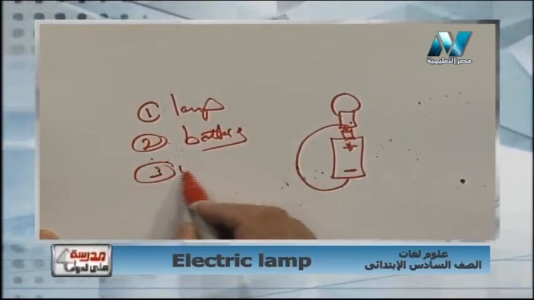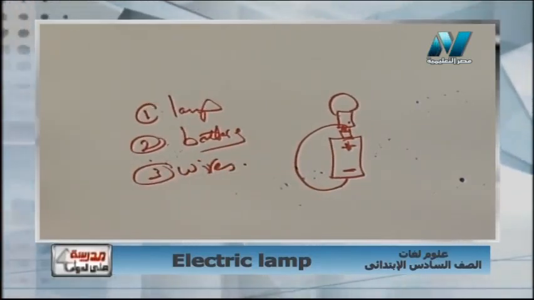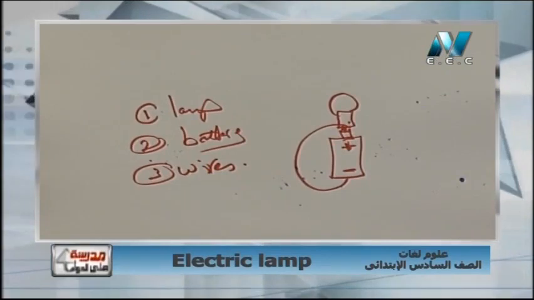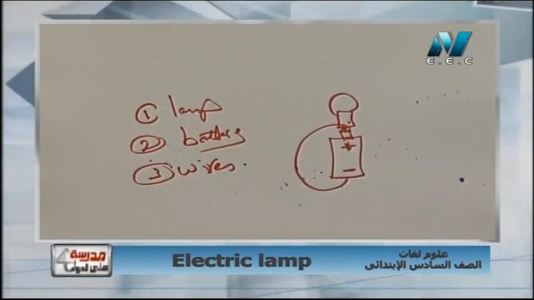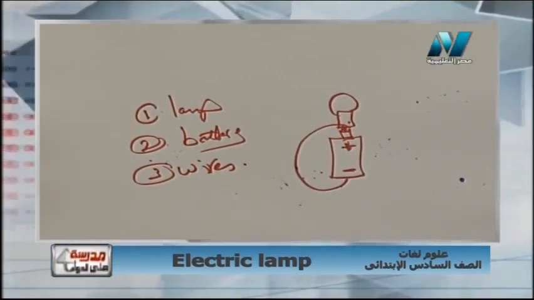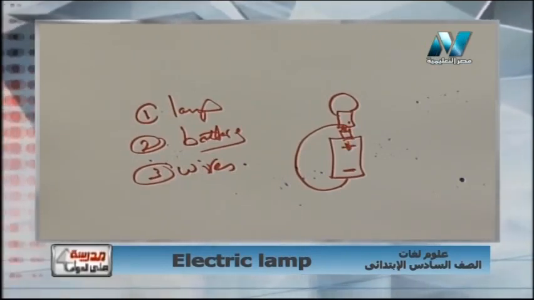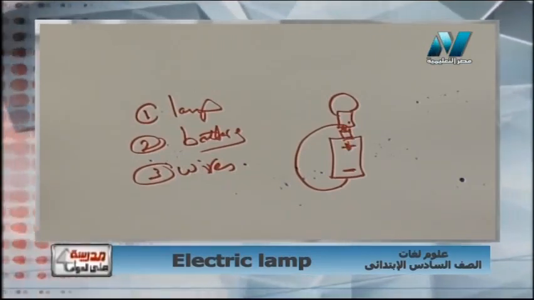Number 3 wire. Okay, so now to make an electric circuit we need 3 materials or 3 things available at the science lab or available at your home. I'm sure they are lamp, but please the lamp of 1.5 volt.